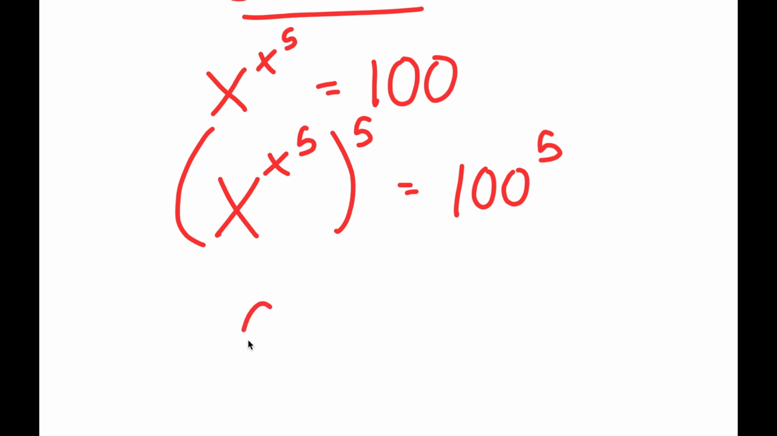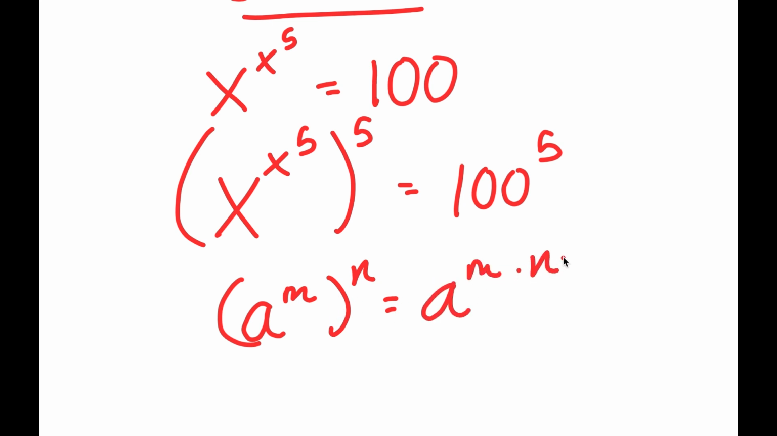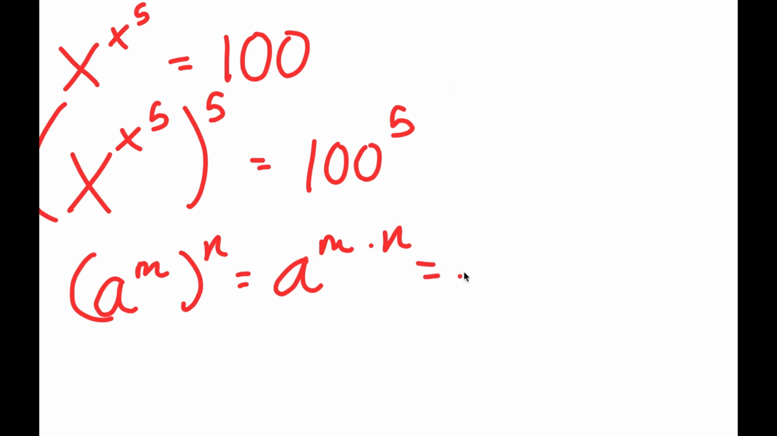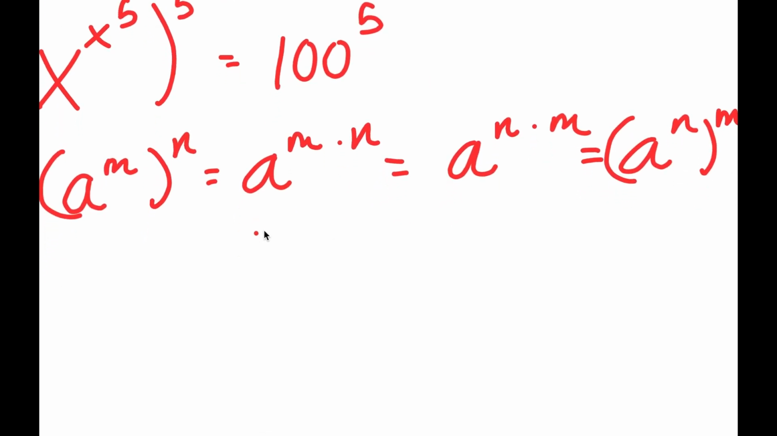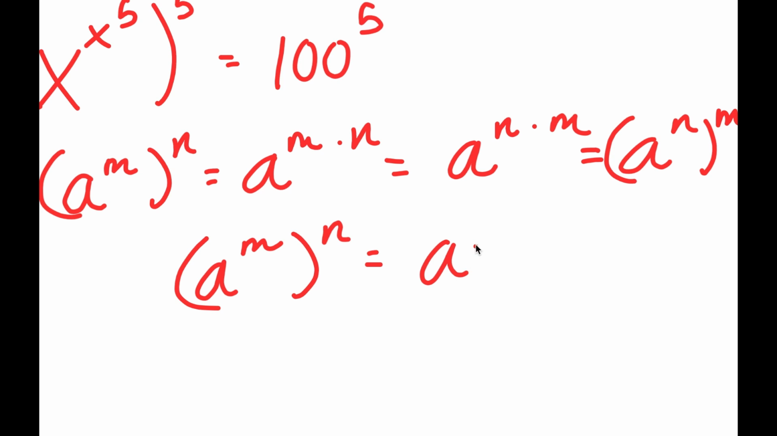And now if I have something in the form a to the power of m to the power of n, this is equal to a to the power of m times n. And m and n, I can change the places of these two, so this is the same thing as a to the power of n times m. Now, if a to the power of m to the power of n is equal to a to the power of m times n, then a to the power of n times m should equal a to the power of n to the power of m. So, in simpler terms, a to the power of m to the power of n is equal to a to the power of n to the power of m.